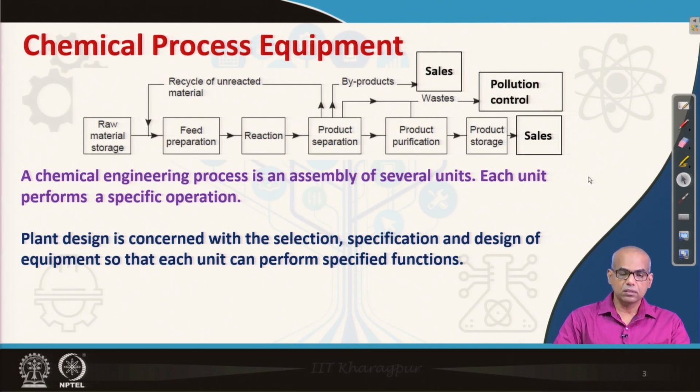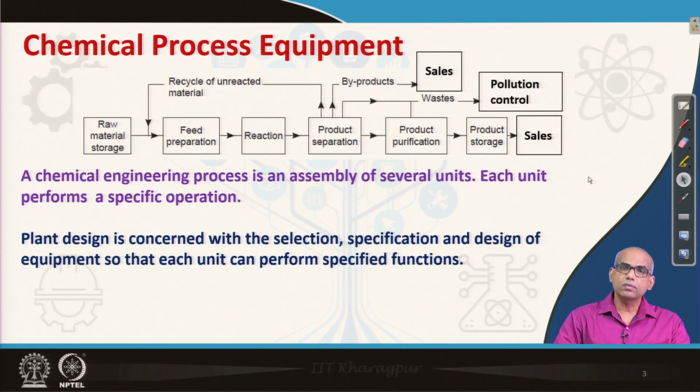Part of the separated products is recycled back, the unreacted material is recycled back, the byproducts are taken out and the sellable byproducts are sent for sales. The product is purified, the waste goes to pollution control, and the purified product is stored for sales.